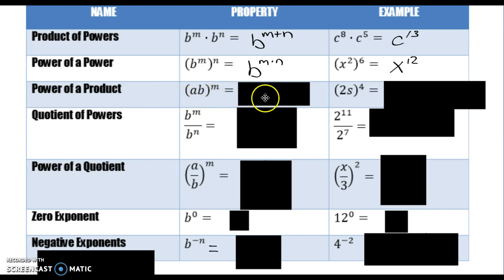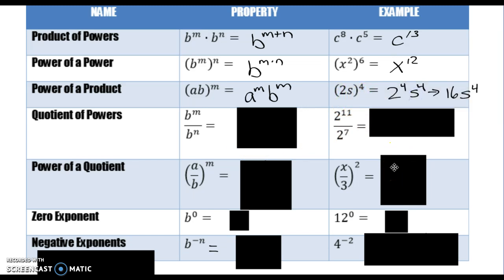So here, when we have a times b to the m, we're looking at a to the m, b to the m. It's kind of like the distributive property, though not exactly. So over here, I need to raise both 2 and s to the 4th. But the difference is you can actually figure out what 2 to the 4th is. In this case, 16. Quotient of the powers is very similar to product of powers, only now you're subtracting.